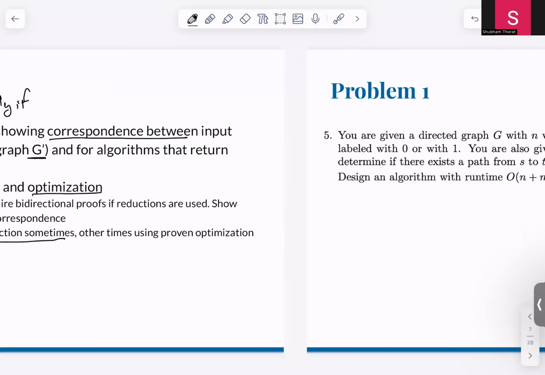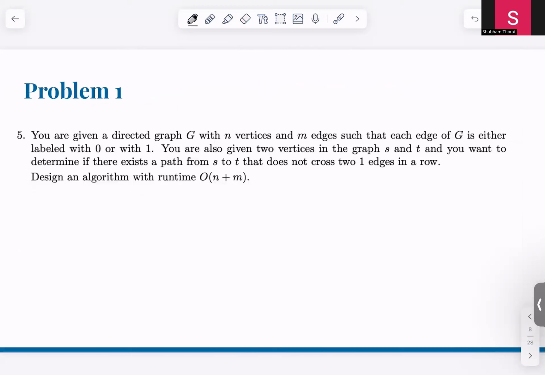Okay. So let's see these problems. I think this is there in your practice problem. I'm not sure if it is. So what you are given here is a directed graph G with n vertices and m edges, and each edge is either labeled with 0 or 1. So these are like weights given to the edges.